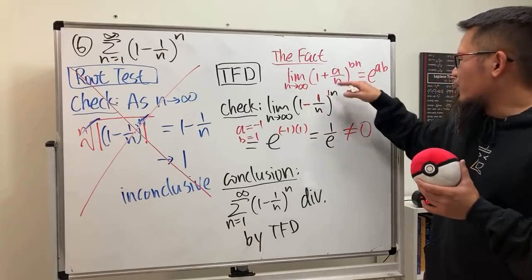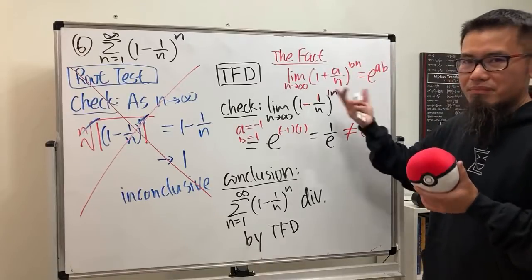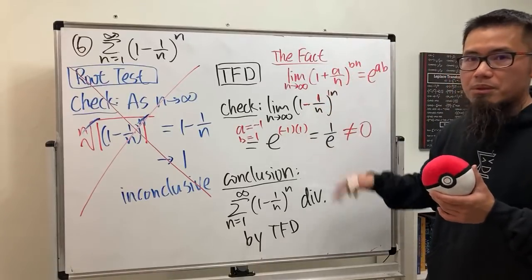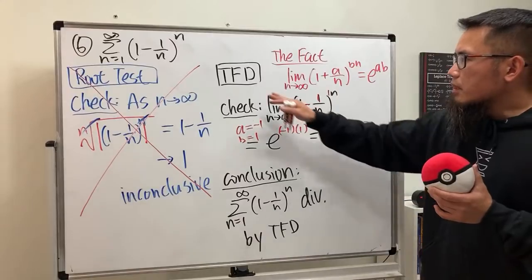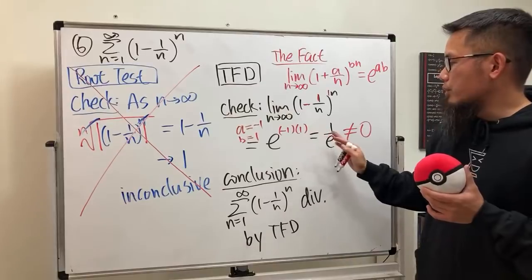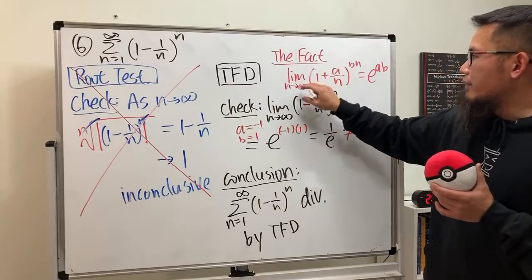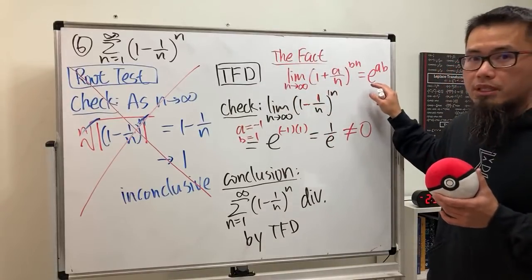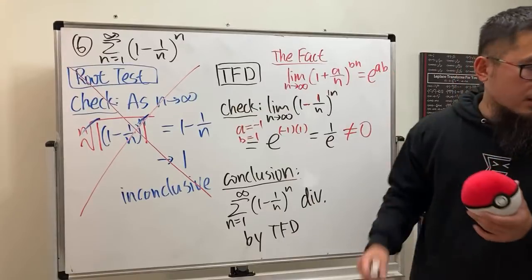For example, if you have n squared here, and then some different a values maybe. I'm not saying that the test for divergence will never be equal to 0. I'm just saying that when you have the limit of this form, it's always going to be equal to e to the ab. So that's the difference.